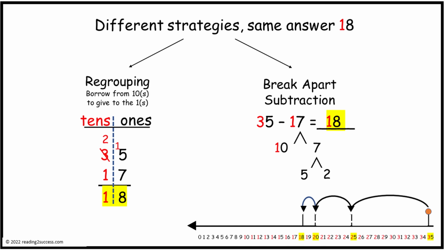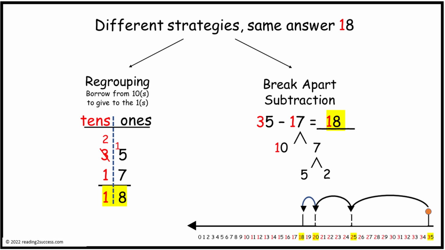Different strategies, same answer. 35 minus 17 equals 18. The first strategy is regrouping, when you borrow from the tens to give to the ones. The second strategy is break apart subtraction, when you subtract one number in parts from the larger number. Many of us are familiar with the first strategy and now need to teach the second strategy to kids.